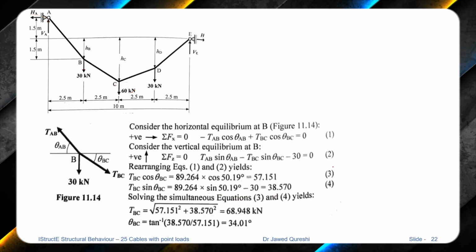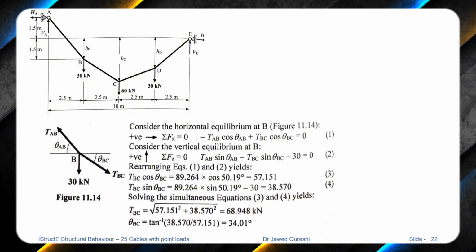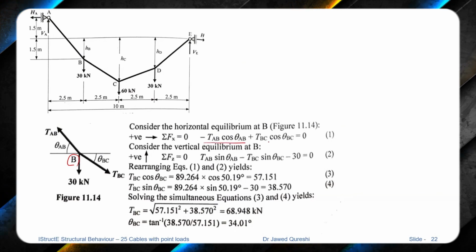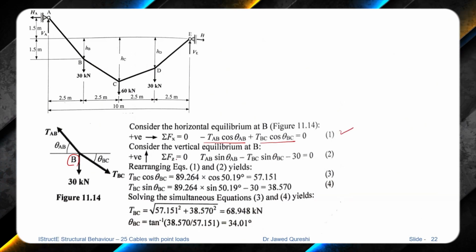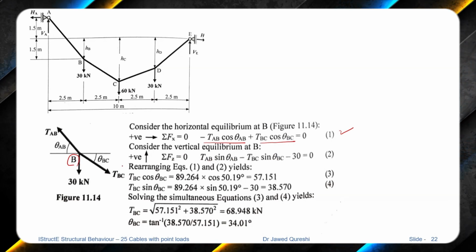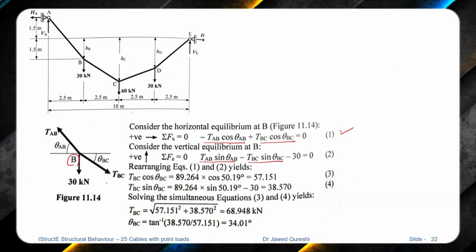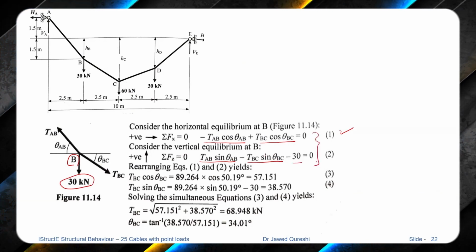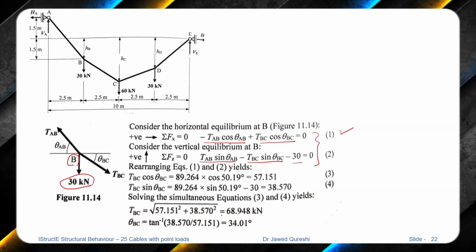So the tension in this member is known now. Then we work out the horizontal equilibrium at point B, which is this point. So minus TAB, because it's going towards the left, plus TBC cos theta BC. This is the first equation. Then we have the summation of vertical forces equal to 0. The vertical forces at this point are TAB sin theta AB, and TBC sin theta BC is downwards, and we have a downward force as well. We rearrange these two equations, and from here there will be simultaneous equations.